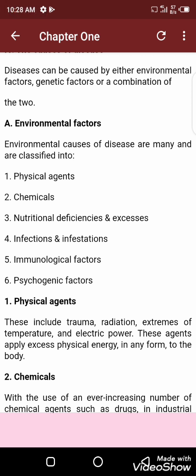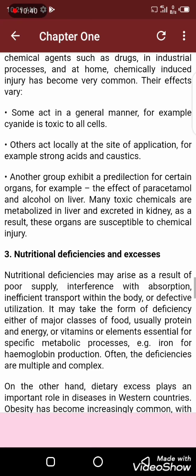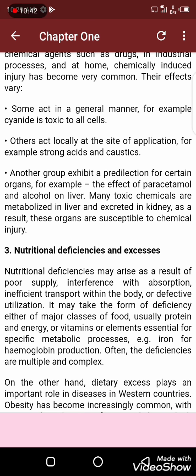So now we are coming to discuss chemicals. With the increasing number of chemical agents such as drugs, in industrial processes and at home, chemically induced injury has become very common. Their effects vary. Some act in a general manner, for example, cyanide is toxic to all cells. Others act locally at the site of application, for example, strong acids and caustics. Another group exhibits a predilection for certain organs, for example, the effect of paracetamol and alcohol on the liver.